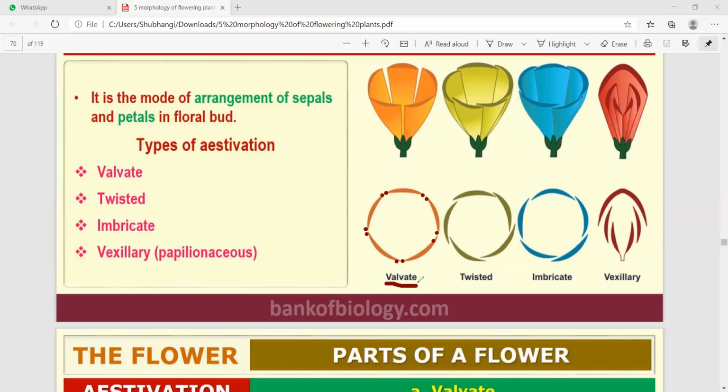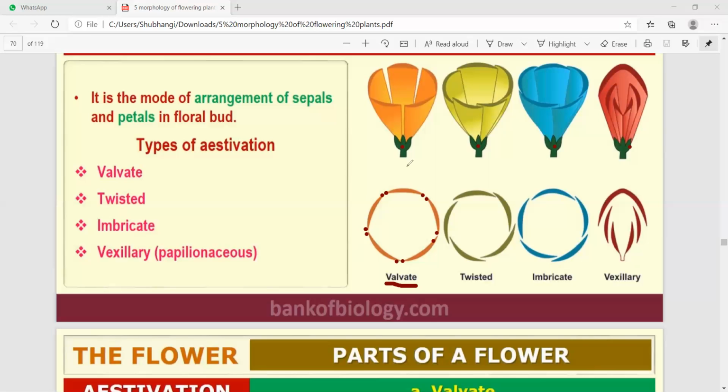Valvate estivation. Okay. In this, the sepals don't look that different, so how do we differentiate? See, what you are asking is very true. Usually we talk about petals in estivation. The arrangement of petals we call estivation, but nevertheless sometimes we can also consider the arrangement of sepals. In this diagram, we are not interested in sepals. We are looking at the arrangement of the petals.